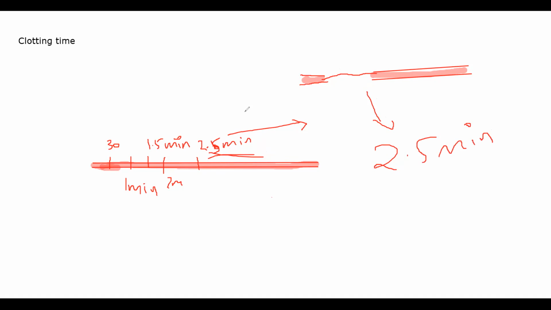Now, as such, normal clotting time is anywhere between 4 to 9 minutes. Okay. In some patients, it is slightly earlier as well, but generally, on an average, 4 to 9 minutes it will take for a patient to have clot formation in their blood.